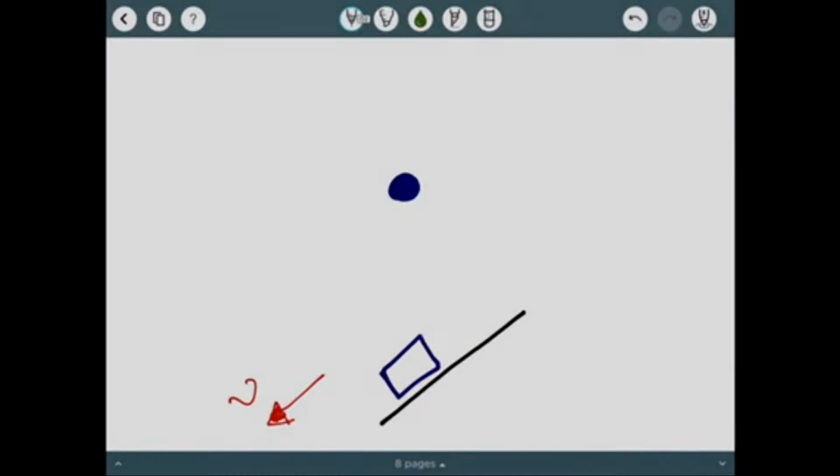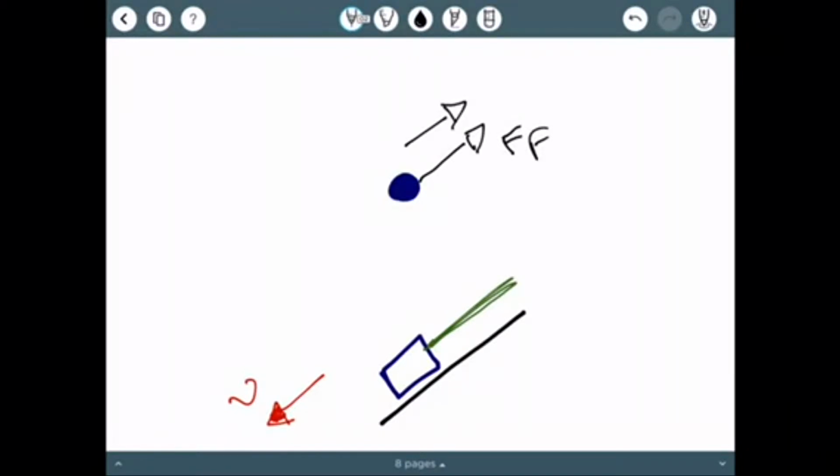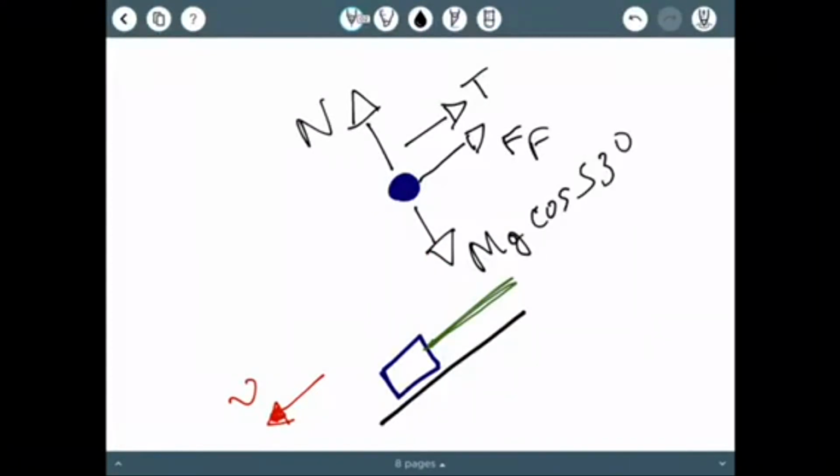We have forces, we need sum of forces equals MA, so we need a body diagram. I recognize that the tension is up the incline and the velocity is going down, so that gives me a friction force that's up and a tension that is also up. The normal force is perpendicular to the surface. The component of the weight perpendicular to the surface will be cosine, and along the surface will be sine.